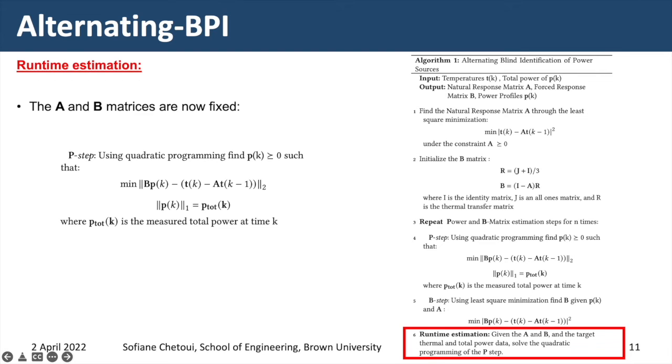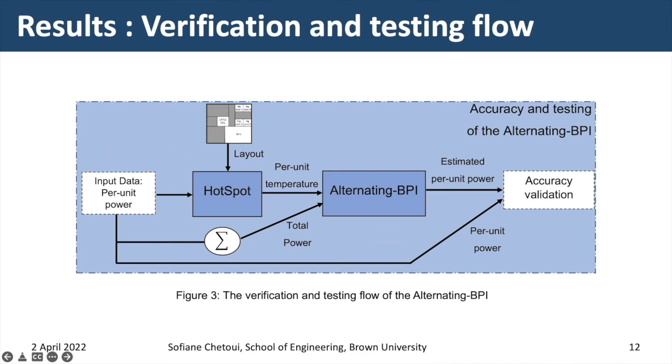Finally, in the runtime estimation, the A and B matrices are fixed. We use the estimates of the A and B matrices as well as the total power and the temperature per hardware unit to solve the quadratic programming of the P step that we just explained. And this will result in the power per unit for each one of the time samples. To test the accuracy of the alternating BPI, we use Hotspot, which is a thermal simulator. As you can see in figure 3, we are showing the verification and testing flow of the alternating BPI.